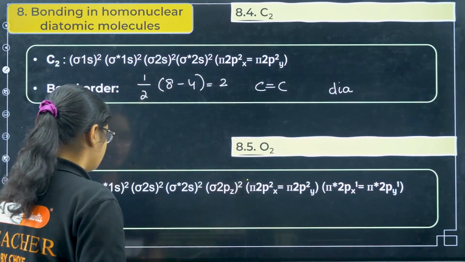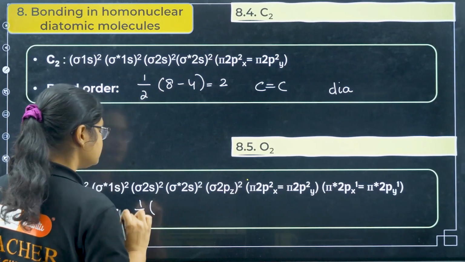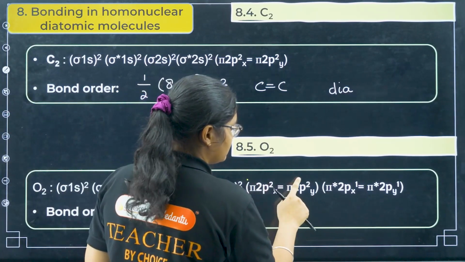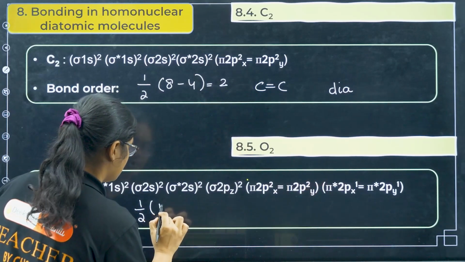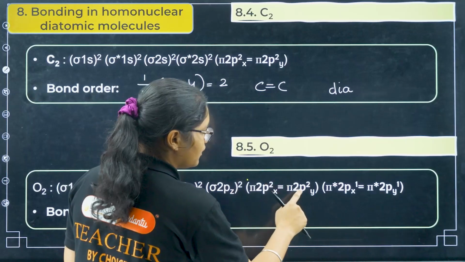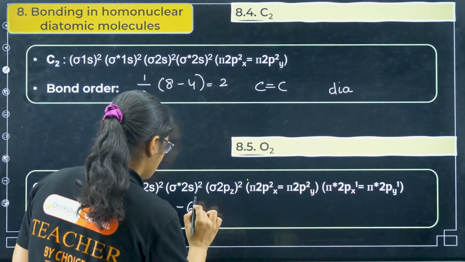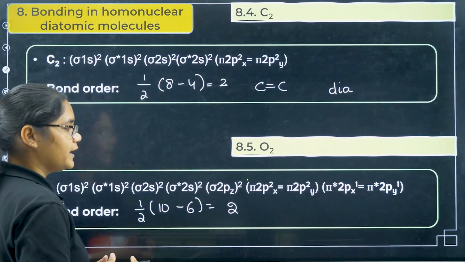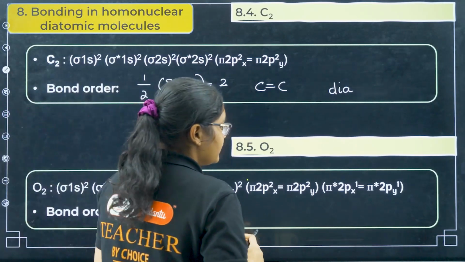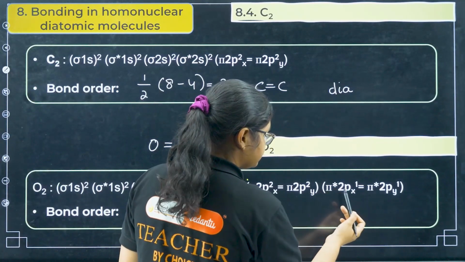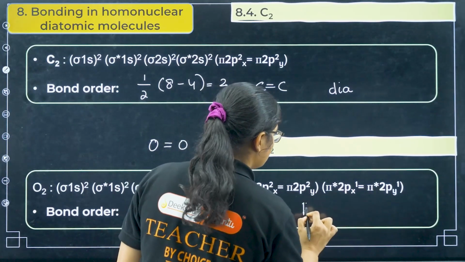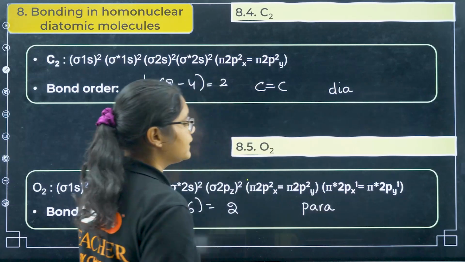So here if I see the bond order, half into 1, 2, 3, 4, 5, 6, 7, 8, 9, 10. 10 electrons are there in the bonding, minus anti-bonding 1, 2, 3, 4, 5 and 6. Again 2 I am getting here, right? So in oxygen there are two bonds. Next, the paramagnetic nature: you can see unpaired electrons, so it is paramagnetic in nature.